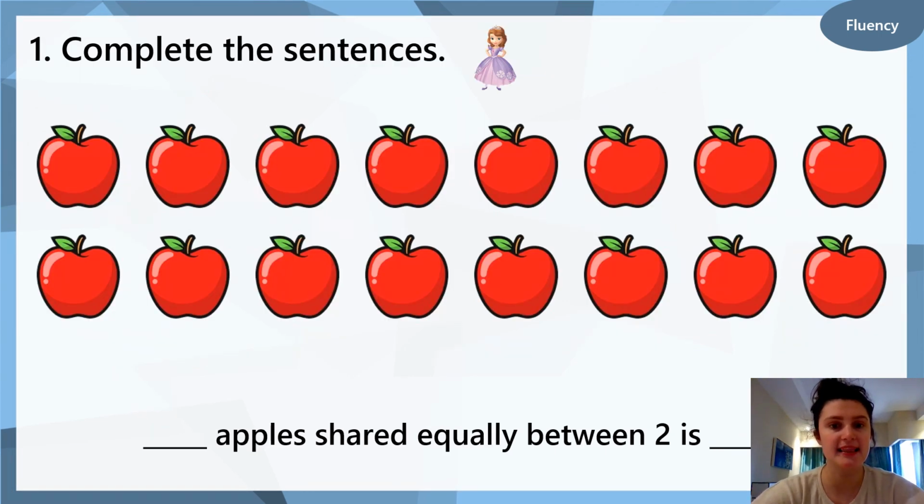Question 1. Complete the sentences. Apples shared equally between two is... So first you must count how many apples there are altogether and write it on the first line. Then you must put them into two equal groups and write how many are in each group on the second line. Pause now while you find the answers.